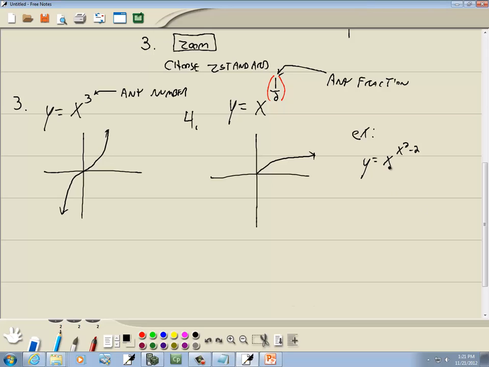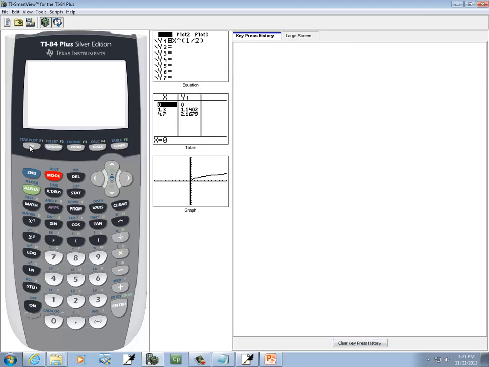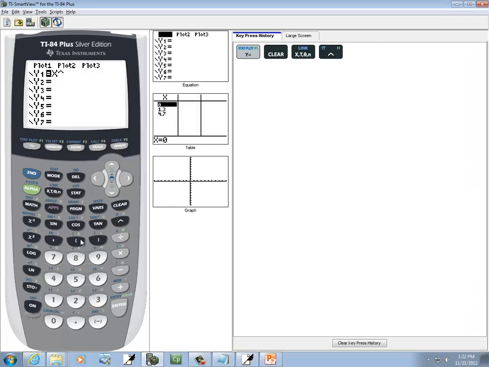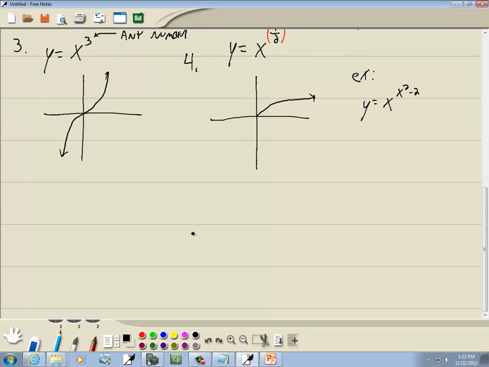Well, we actually know everything we need to know to graph that now. If I come back here, press y equals, press clear, I do my x key, caret. Whenever you have more than a single number or a single variable in your exponent, you put parentheses around it. So I'll put beginning parentheses, x squared, minus 2, closing parentheses, and then graph. And that would be our graph right there. A little bit different. Okay.